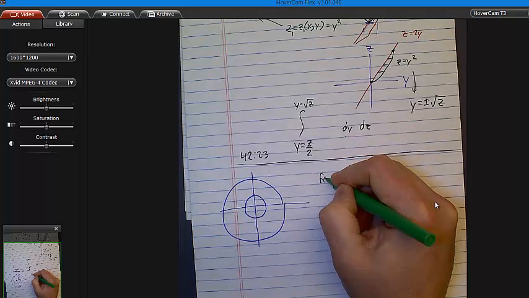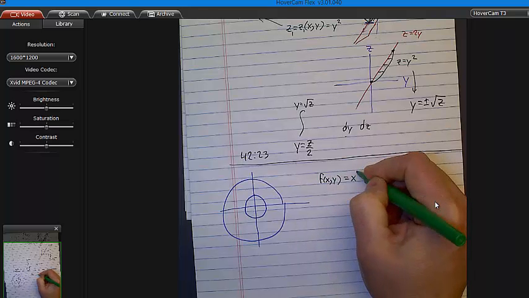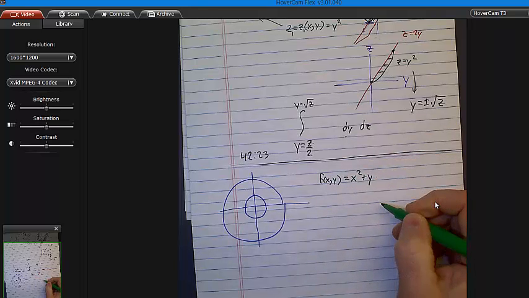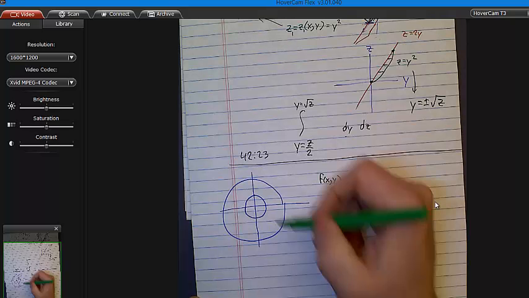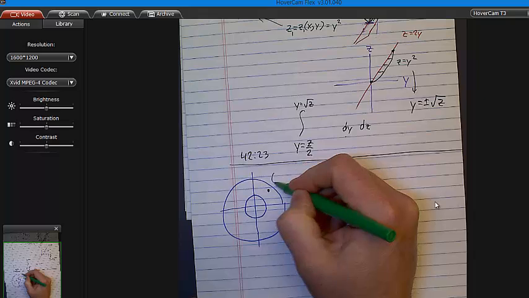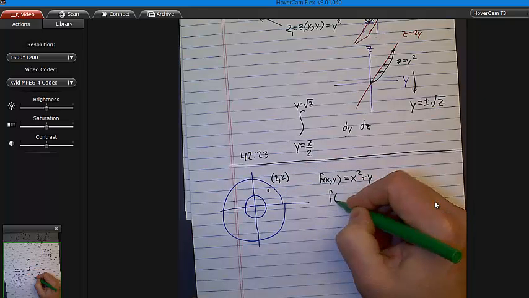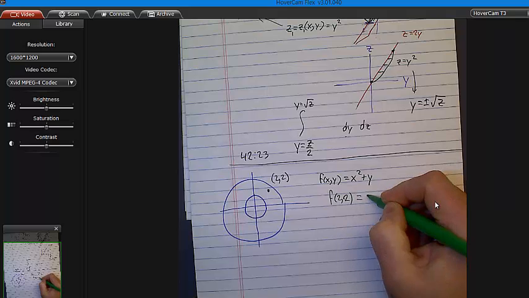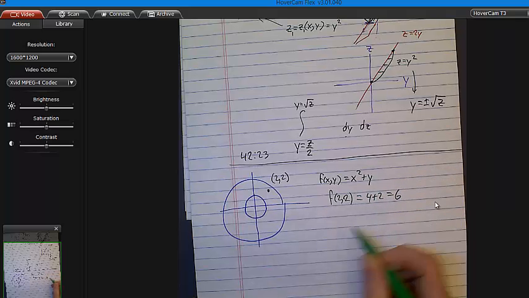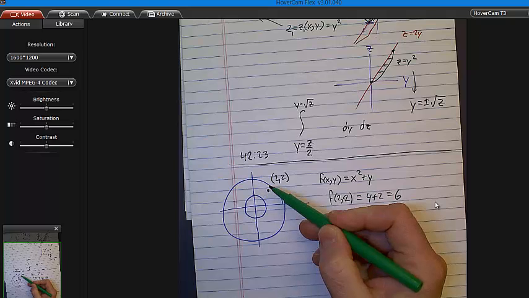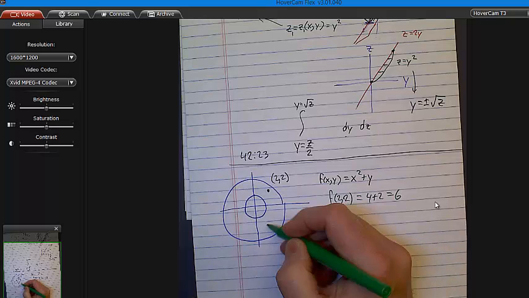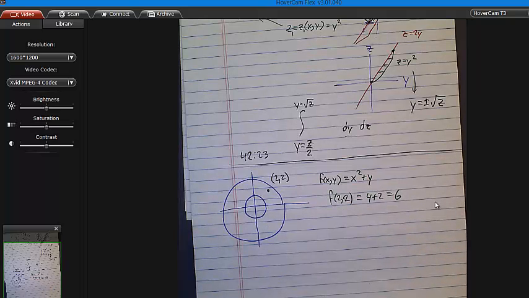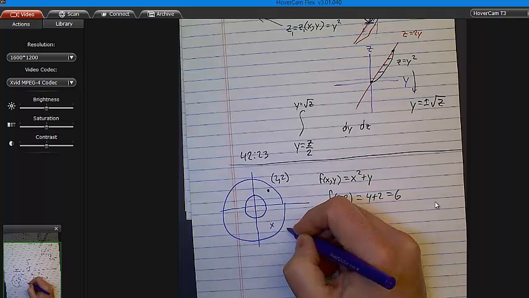So f of x comma y is x squared plus y. And let me just pick a point that might be in that region, like, is 2 comma 2 in that region? It sure is, right? 2 comma 2 happens to be right here. And I noticed that f of 2, 2 is 4 plus 2 is 6. So guys, I can't really draw this, but I can tell you that that green represents being 6 above the paper, okay?